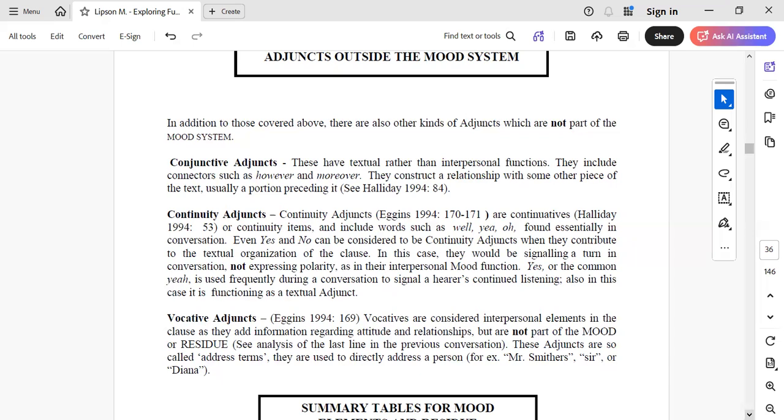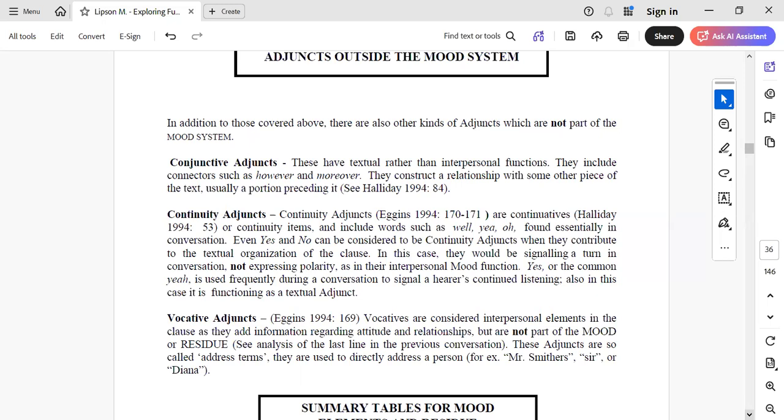Because we want the conversation to continue, right? In that case, they are not in the mood system. Mood system means that it has to be either in a declarative sentence, an interrogative sentence, or an imperative sentence, right? Is that clear? So what if it's not falling within that? Instead, it's outside that, and the main purpose is to continue the conversation or combine the text, right?